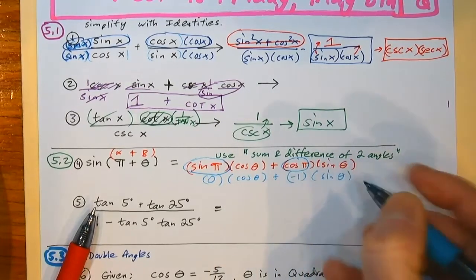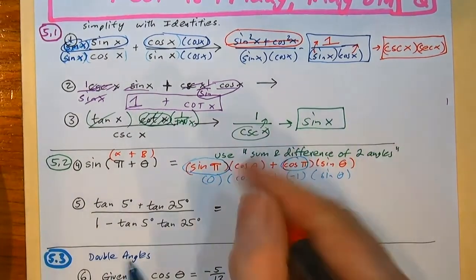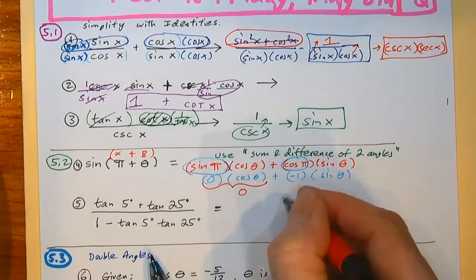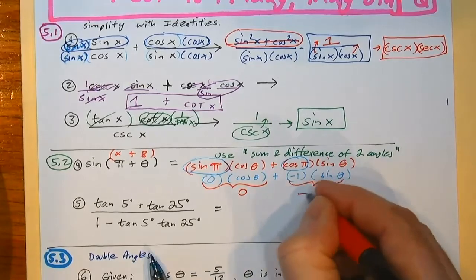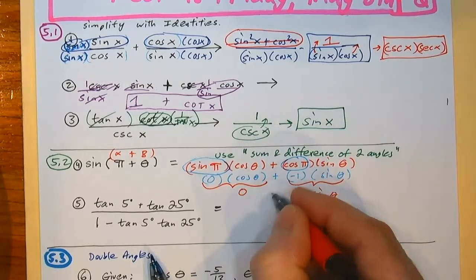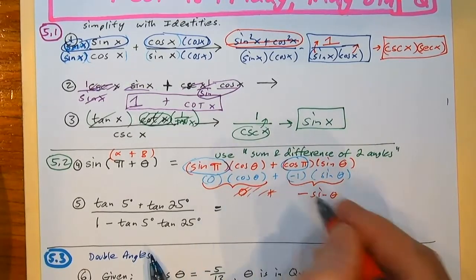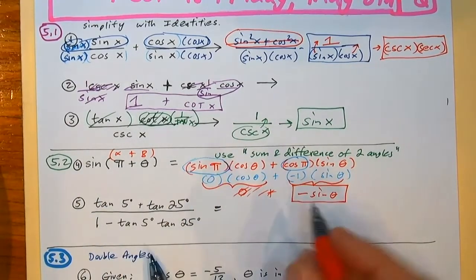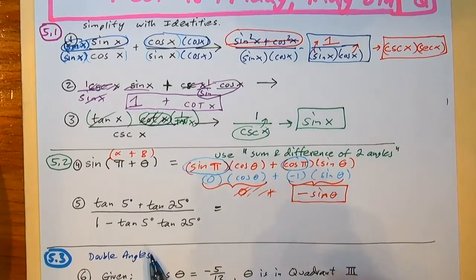Times sine of theta. And then I'm going, okay, wait a minute. 0 times this is 0, so that's gone. -1 times that is negative sine. And 0 plus, well, I don't even need 0. So this is my answer. So this is the same thing as negative sine of an angle.